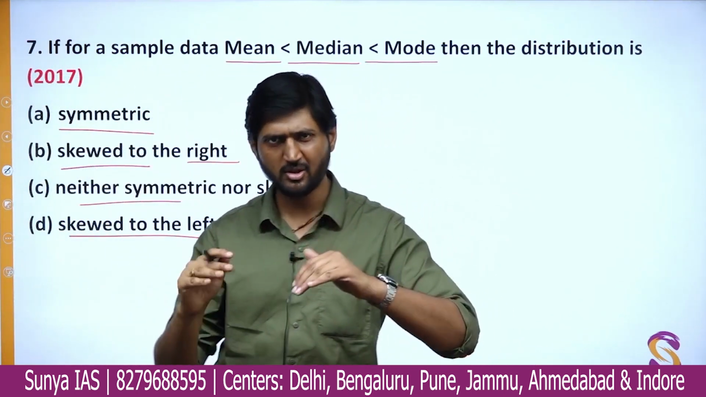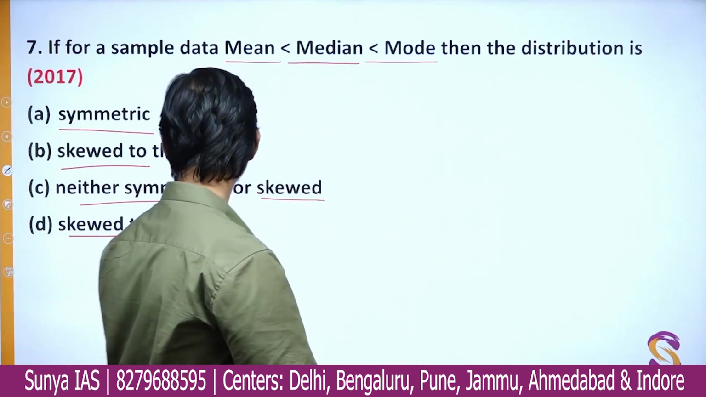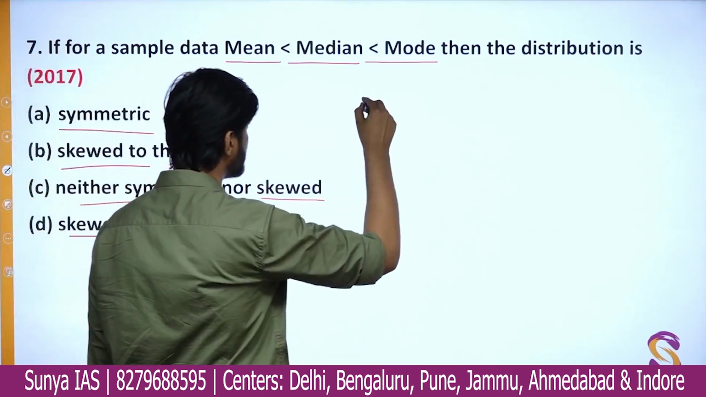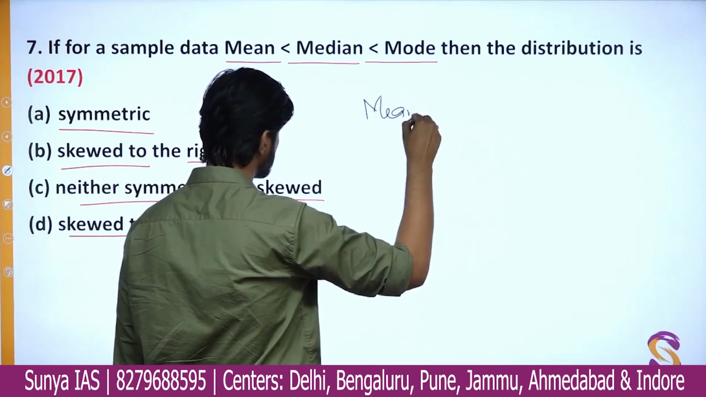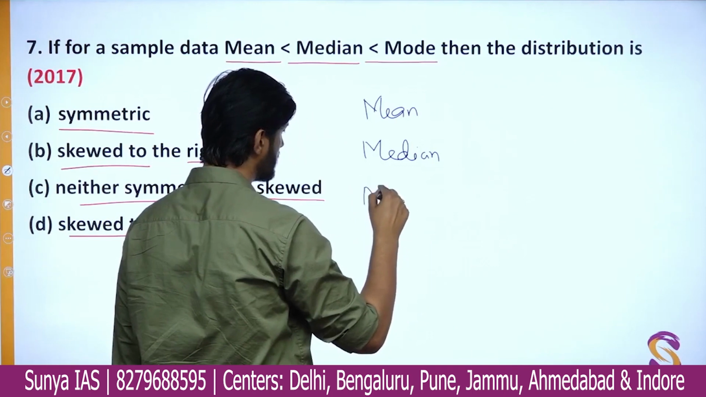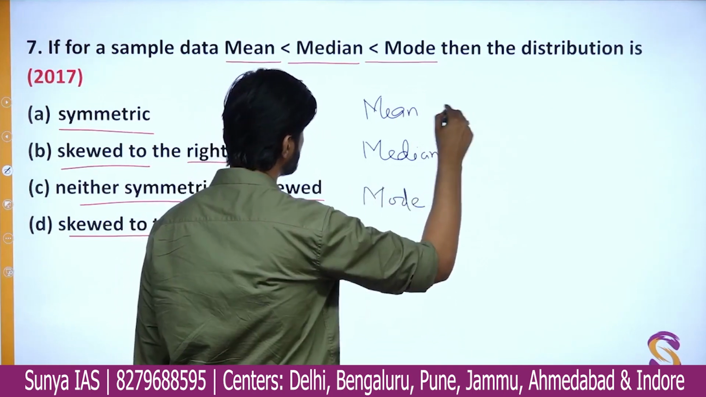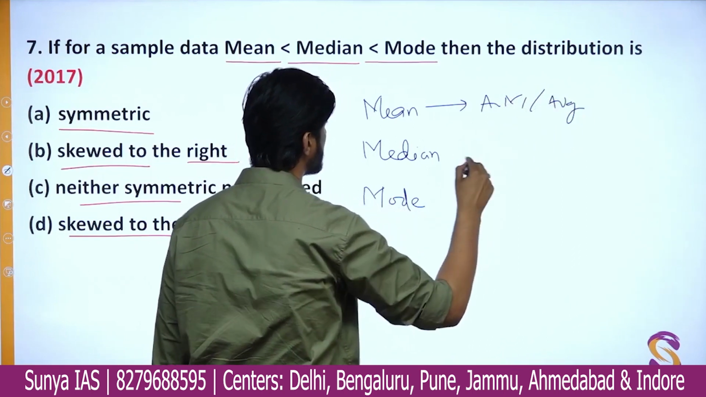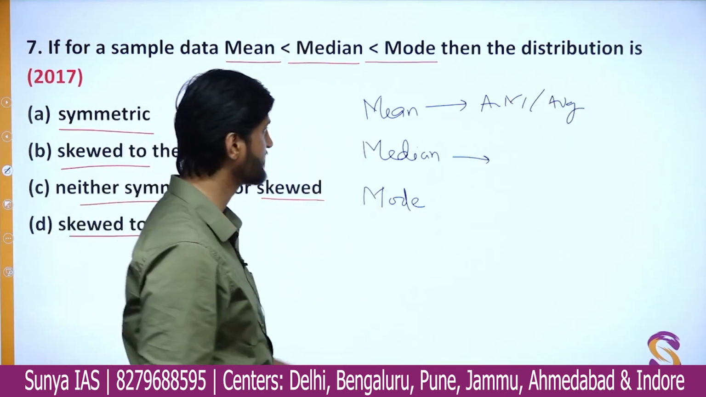So let us talk some basics and it will be quite easy for you. So what are the 3 terms? You have the 3 terms mean, median and mode. So mean is the arithmetic mean, the average, right? Median is the middle value of the distribution.